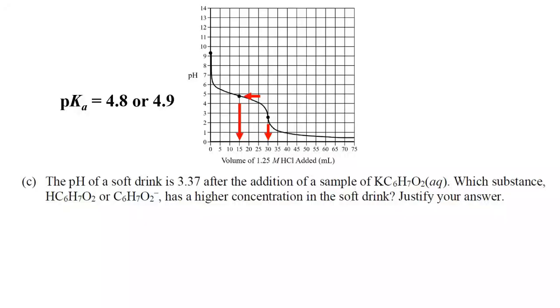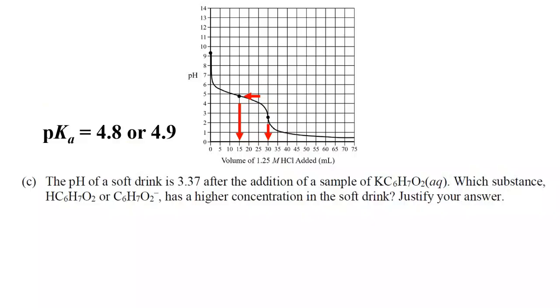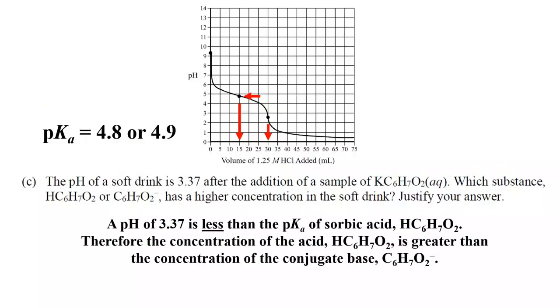So in order to answer part C correctly, you need to remember this highlighted essential knowledge statement from topic 8.7, pH and pKa. And that is that when the pH of the solution is less than the pKa, then the acid form, or HA, has a higher concentration than the base form, or A-. So the correct answer to question C is the following.